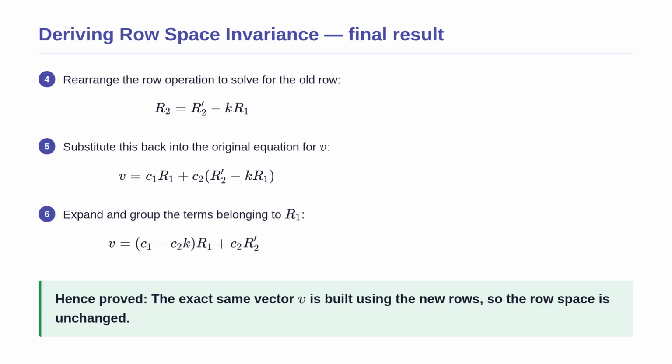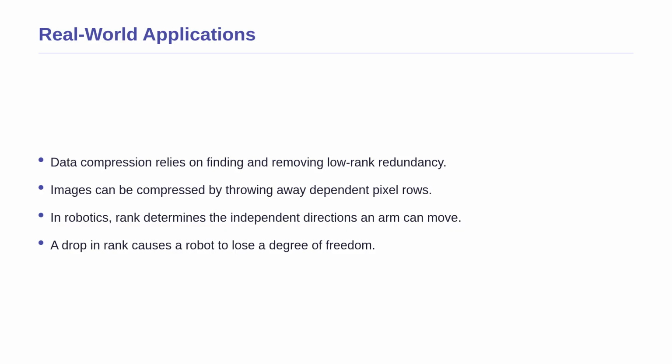Next, we substitute this expression back into our very first equation for the vector V. By expanding the terms and grouping the pieces that belong to R1 together, we get a new equation. The terms inside the parentheses are just numbers. This proves that the exact same vector V can be built using only our new set of rows. Because we can still reach every single point, the row space is perfectly preserved. So we have proven that row operations preserve the space.